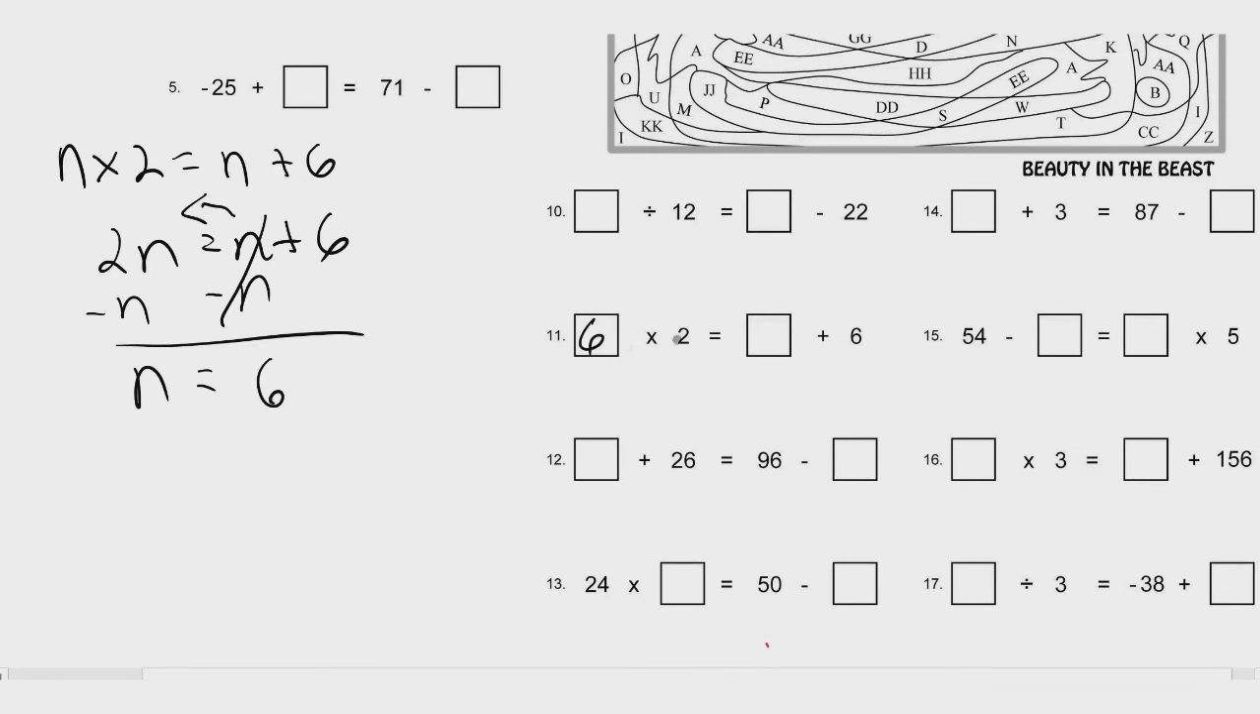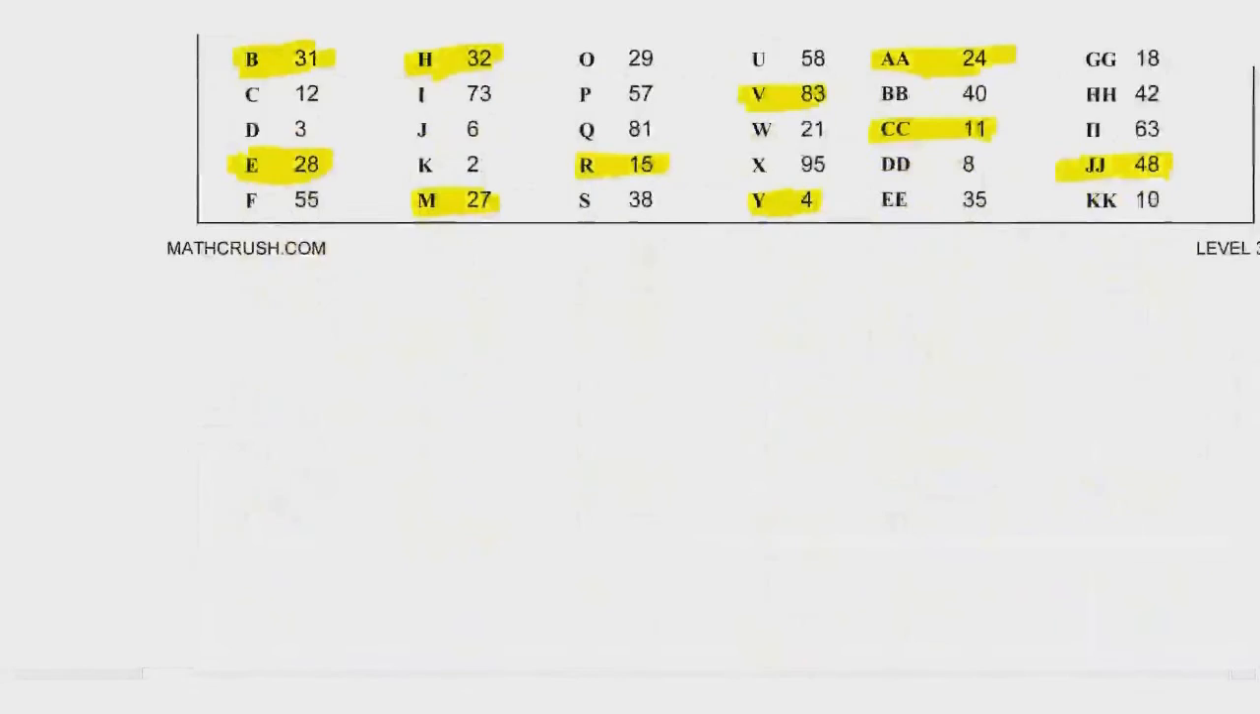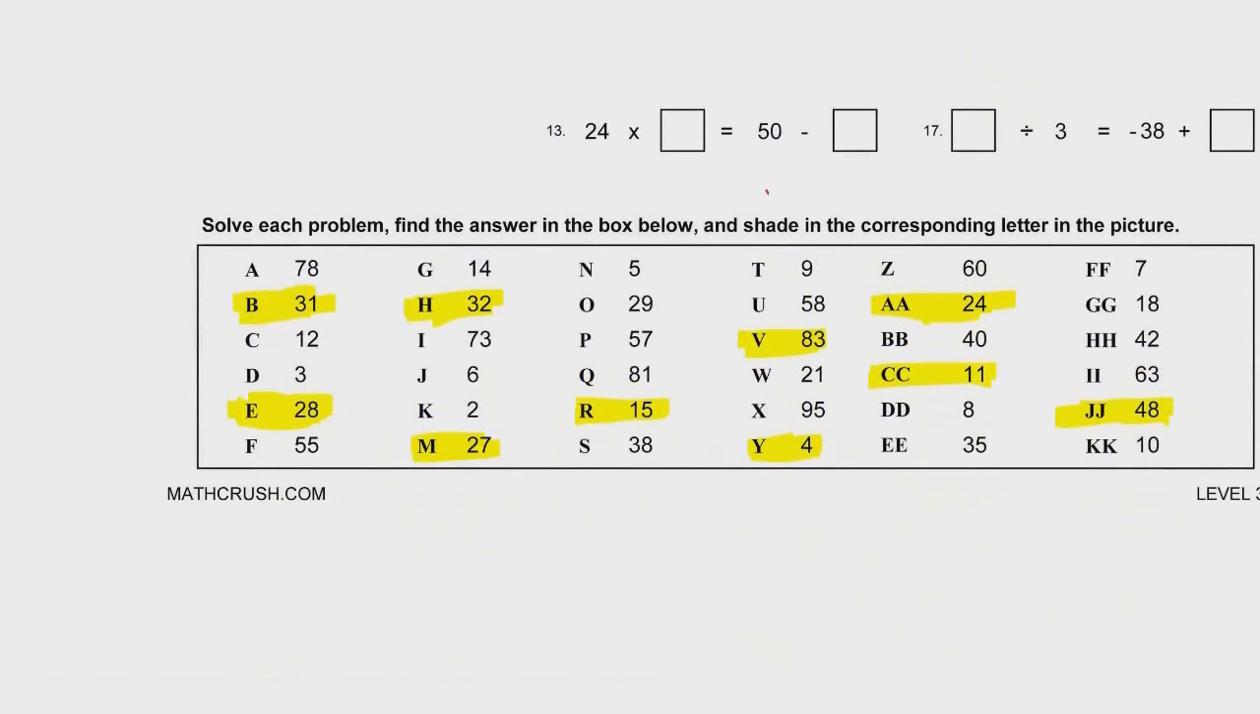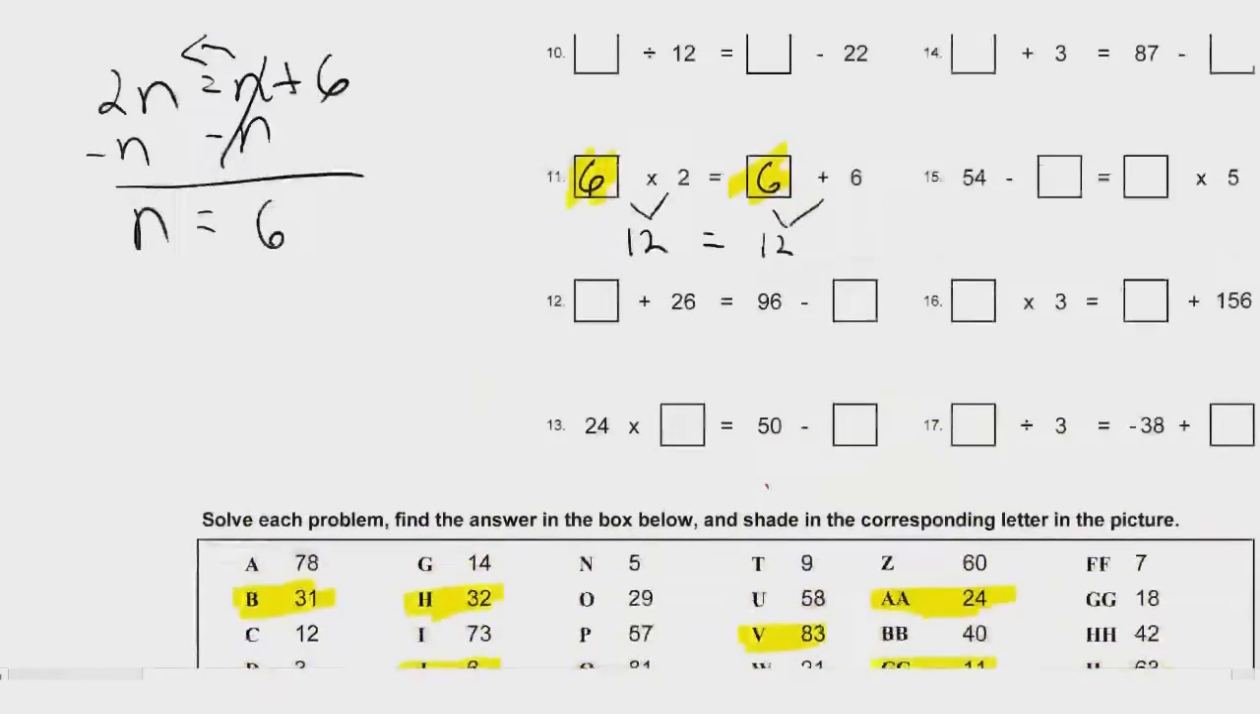So 6 goes right here, and 6 goes right here. 6 times 2 is 12, and 6 plus 6 is 12. So we're going to find 6 in our box. Remember, we're not looking for the 12. We're looking for whatever's in the box. So we find 6 in here. 6, 6, 6 is J. And we come up and shade in all the J's.